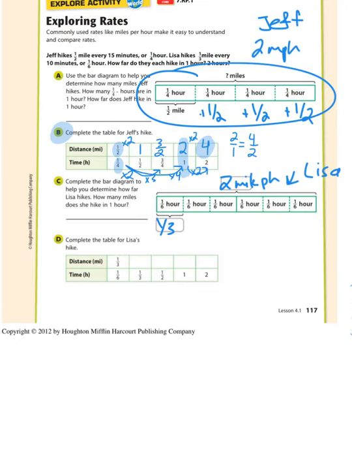All right, see if you can complete the table for Lisa's hike. Pause the video, fill it out, and then play it back to see if you got it right.